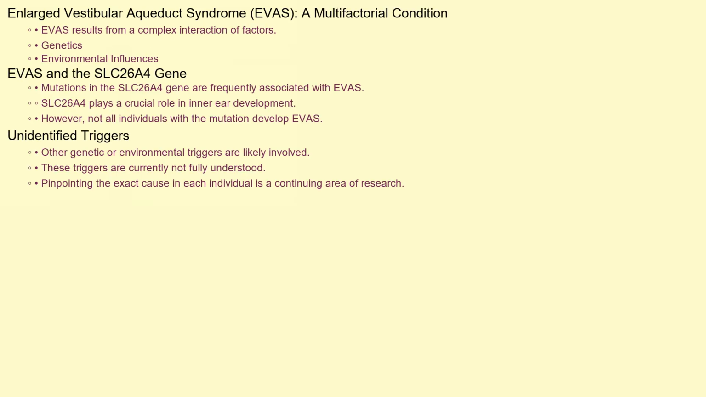EVAS isn't caused by any single factor, it's usually the result of a complex interplay of genetics and environmental influences. In many cases, it's associated with mutations in the SLC26A4 gene, which plays a crucial role in inner ear development. However, not everyone with this gene mutation develops EVAS, suggesting that other genetic or environmental triggers are also involved. These triggers are still not fully understood, making pinpointing the exact cause in each individual a continuing area of research.